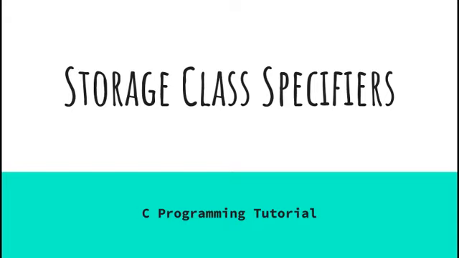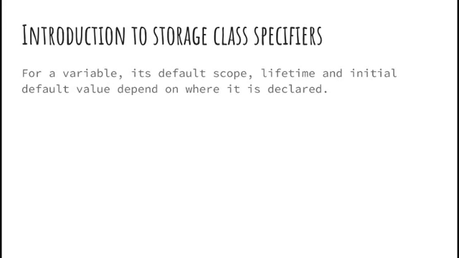Let's learn about storage class specifiers in C programming language. When we declare a variable, its default scope, its lifetime, and its initial default value depend on where it is declared. By scope, we mean in what part of the code can we access the variable. Lifetime means in what part of the code does the variable exist, like after a certain part is executed, it is deleted from the system. And the initial default value is what value it takes if we do not initialize any value to it.